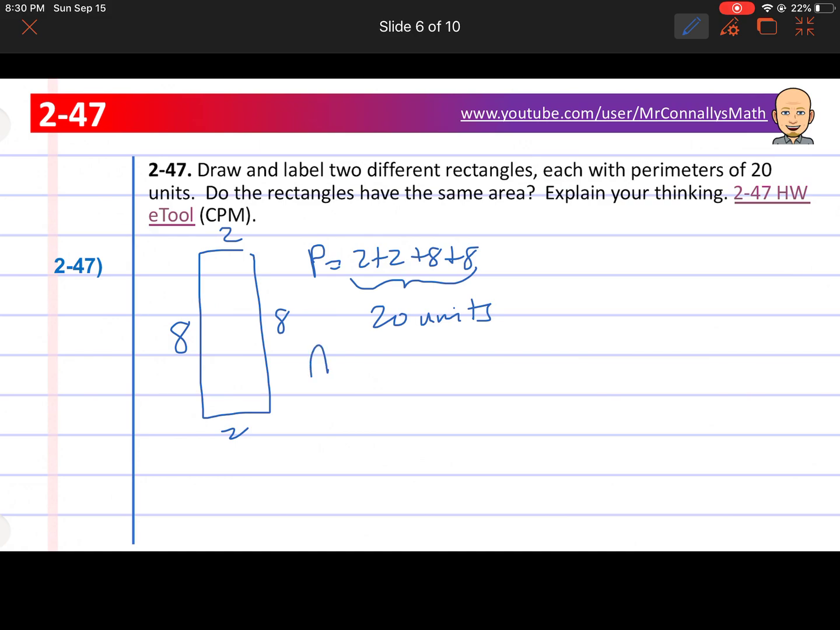Alright, and then the area, you'll compute the area of this one. I'll give you a hint. It's length times width, so it would be 8 times 2. And you'll put that answer right in here, 16 centimeters, or 16 units squared.